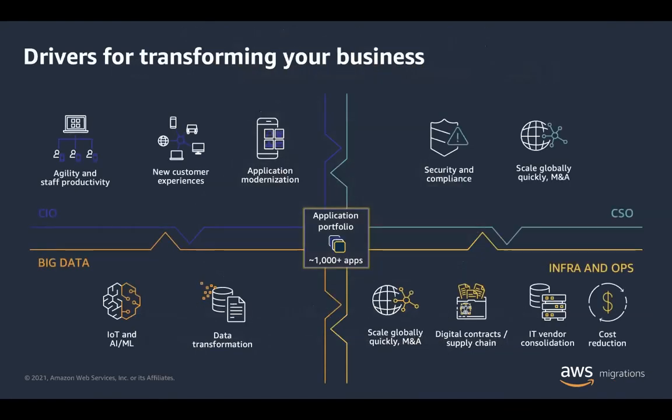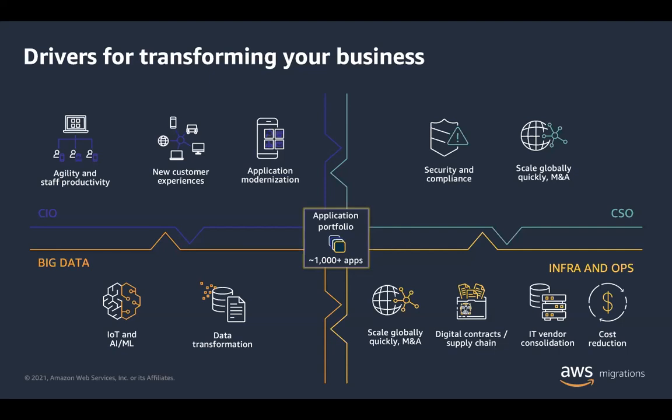Now, what are some of the key drivers for transforming your business? If you see this slide, you'll understand the first and foremost thing that any top level executive of a company would want to have is staff productivity. And at the same time, if your business is not giving your end customers new experiences, it is not something that you would want to have. So application modernization, agility, new customer experiences, this is what most of the companies look forward to.